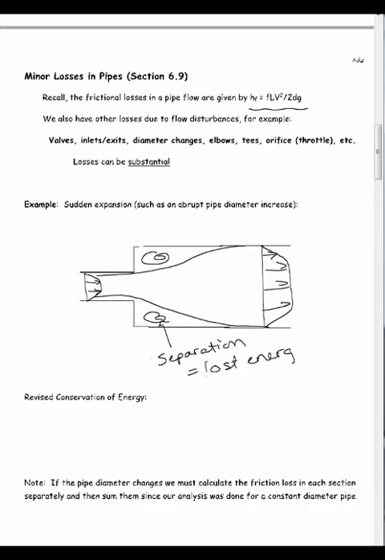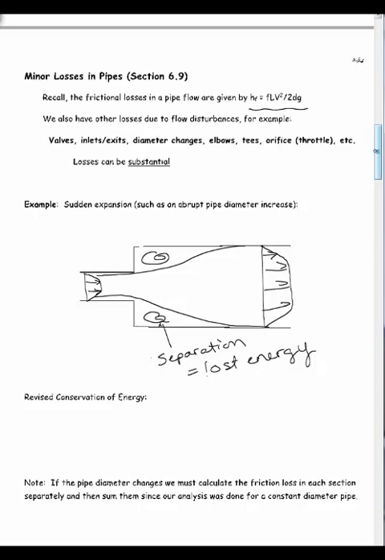And so that means that your pump, or whatever is being used to drive the flow through this sudden expansion, is going to have to work a little bit harder to get the same flow rate as it would without this sudden expansion. So the pump would have to overcome both the frictional losses and these minor losses.